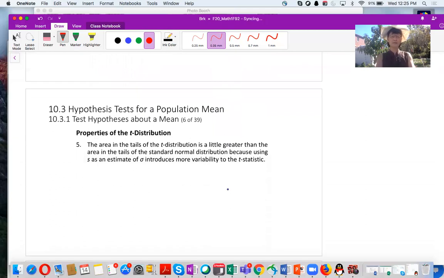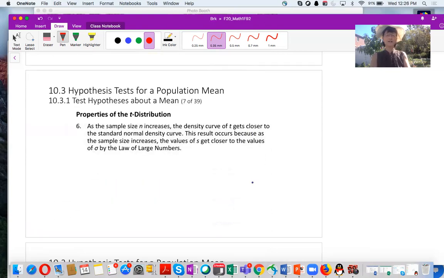And property 5: the area in the tails of a t distribution is a little greater than the area in the tails of the standard normal distribution, because we use the sample standard deviation S as an estimator of the population standard deviation sigma. This introduces more variability to the t statistic.